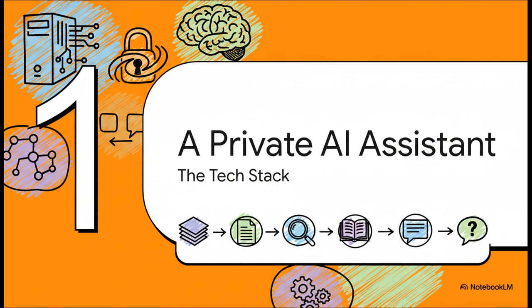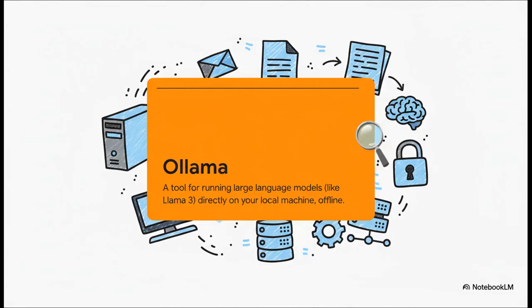These are really the three main building blocks for our private assistant. First up, we've got Ollama. You can think of this as the brain of our entire operation. It's this fantastic open source tool that lets you download and run these incredibly powerful large language models, like Llama 3, completely offline, right on your own computer.